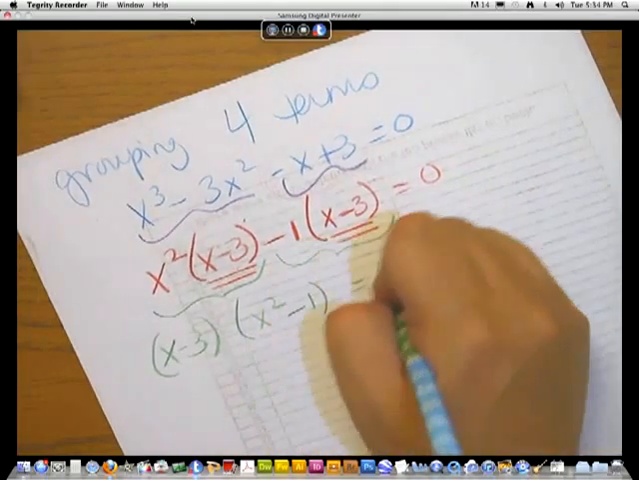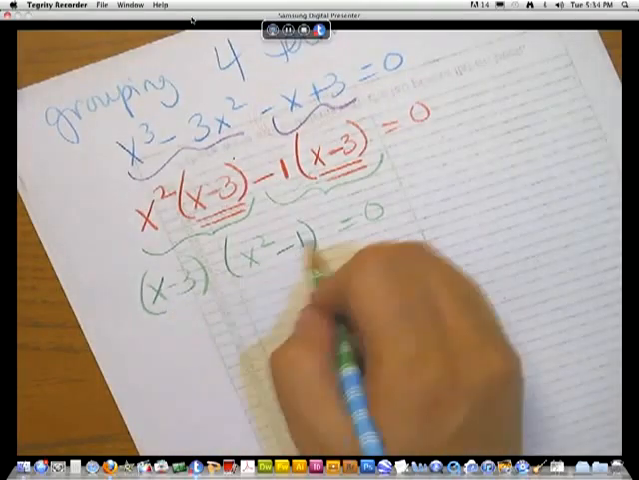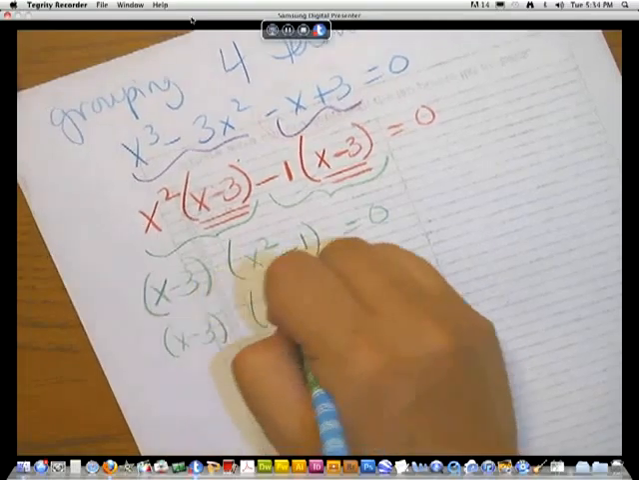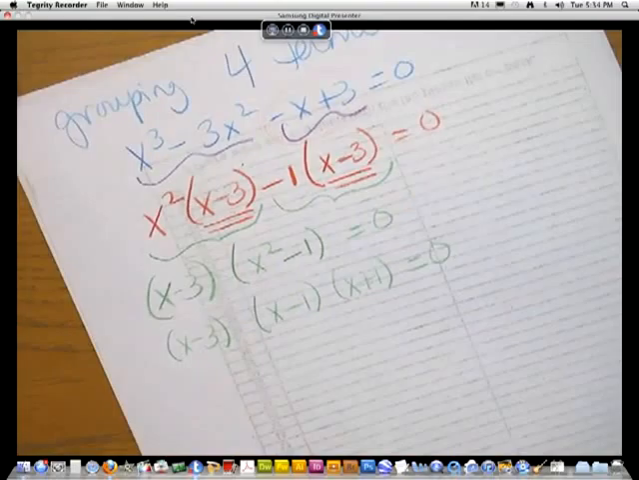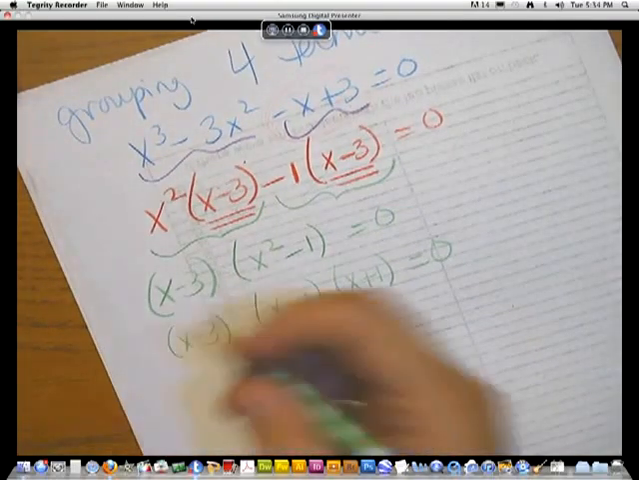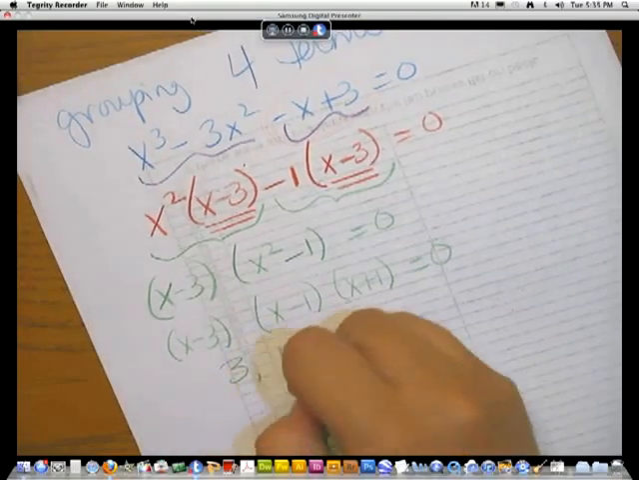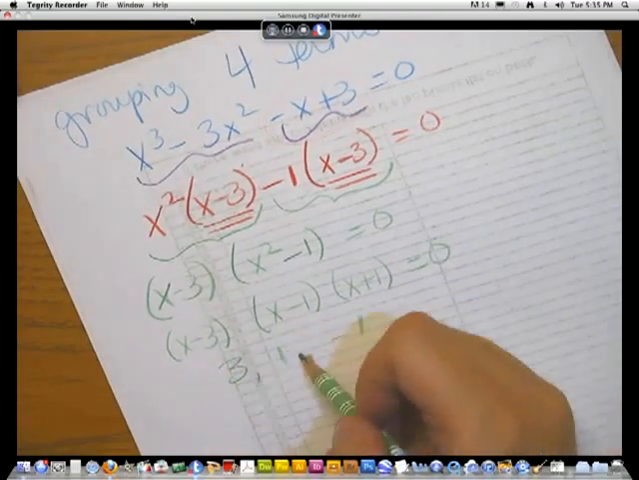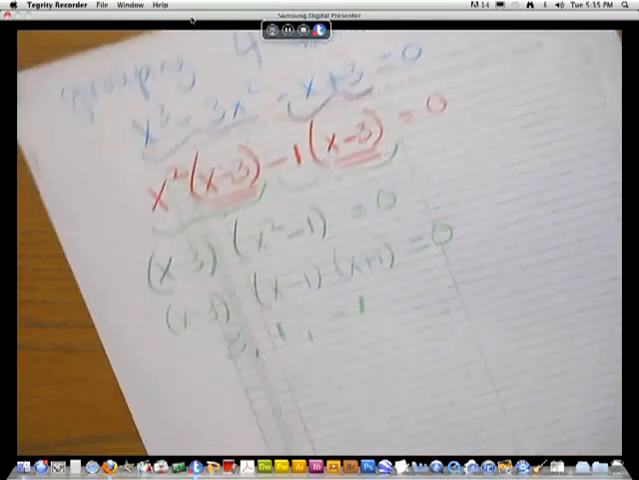Minus 1. X minus 3 is done, but this is a difference of 2 squares. It needs to be factored some more. If you can keep factoring, you need to. Now each piece is going to give me a solution. It's going to give me 3, it's going to give me 1, and it's going to give me negative 1. 3 x-intercepts, 3 solutions.